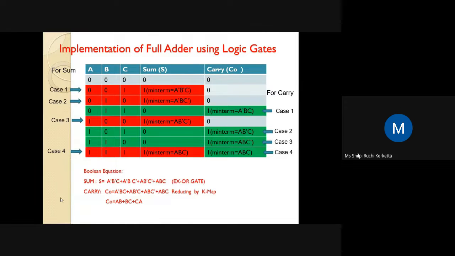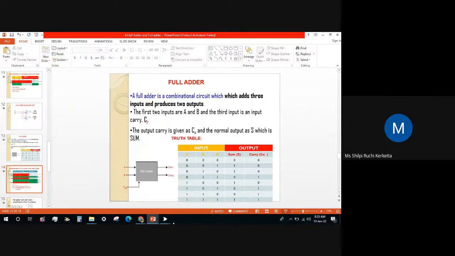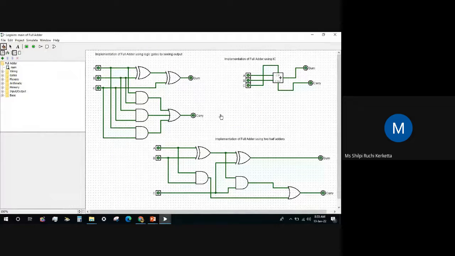So why construct such a big circuit? Our device will become very big. Okay, so instead, what we do is we only use the XOR gate to make our circuit smaller. So we will see how the XOR gate is working. Okay.